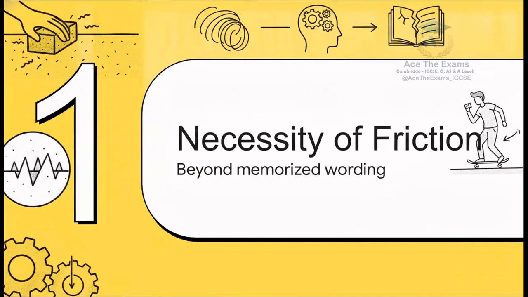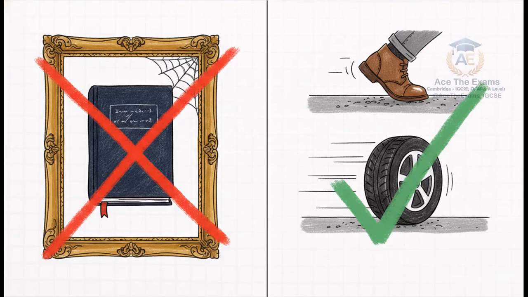Section 1. The necessity of friction. Moving beyond memorized wording. To truly master this and to fix the trap that Alex falls into, we absolutely have to start with concrete observations. Jumping straight into formal formulas without context is a massive trap. You have to make the physical idea feel necessary rather than decorative.